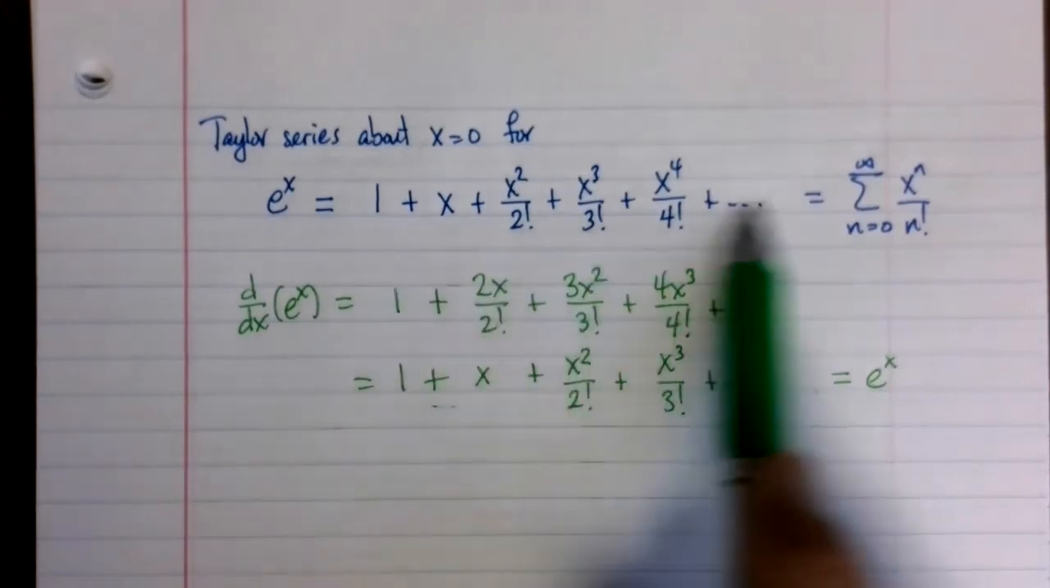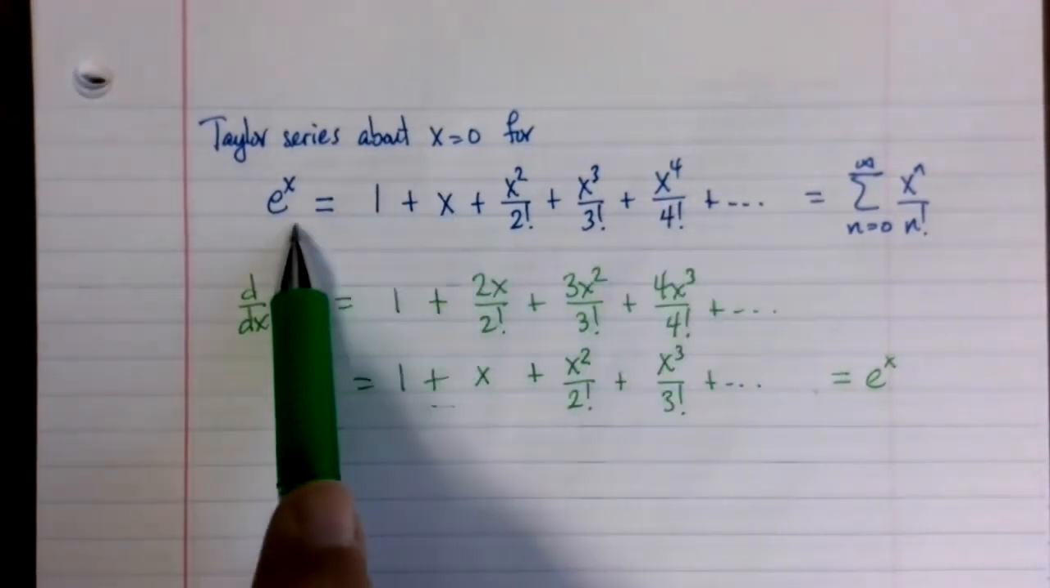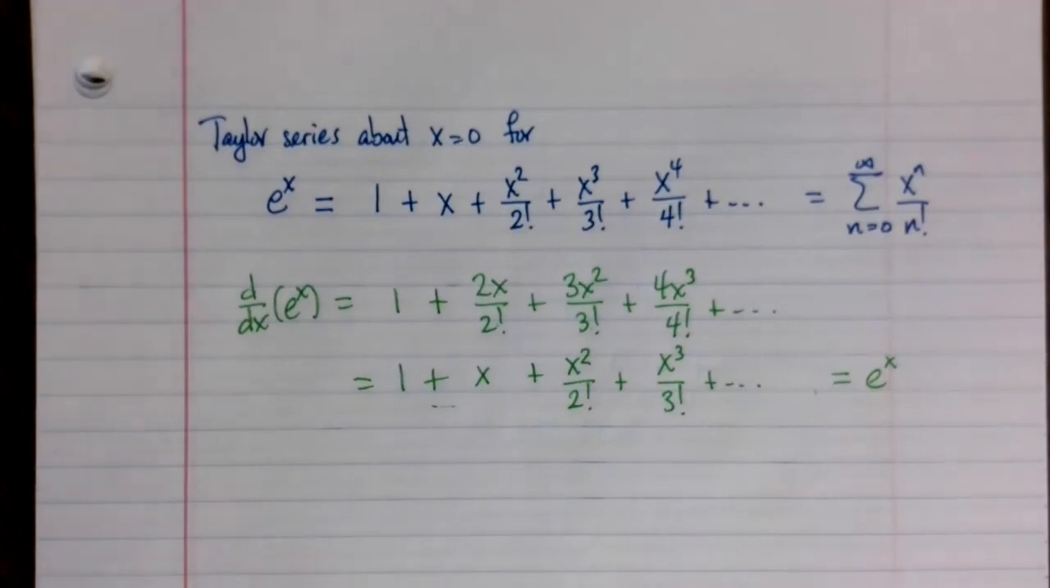But for the purpose of this problem, the answer in blue will suffice. The Taylor expansion about x equals 0 of e to the x is the summation n equals 0 to infinity of x to the n over n factorial.